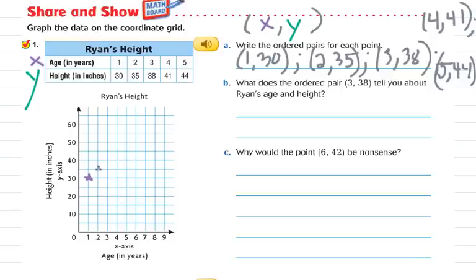The next one, we're going to go 3, 38. So we're going to go a little bit higher. We're going to go over to 3 and all the way up. Not quite 40, but right before. And then we're going to go to 4 on the x. And then we're going to go all the way up to 41. It's just past 40, right about there. That should be a little bit over to the side. I'm going to redo that one again, boys and girls, for you.